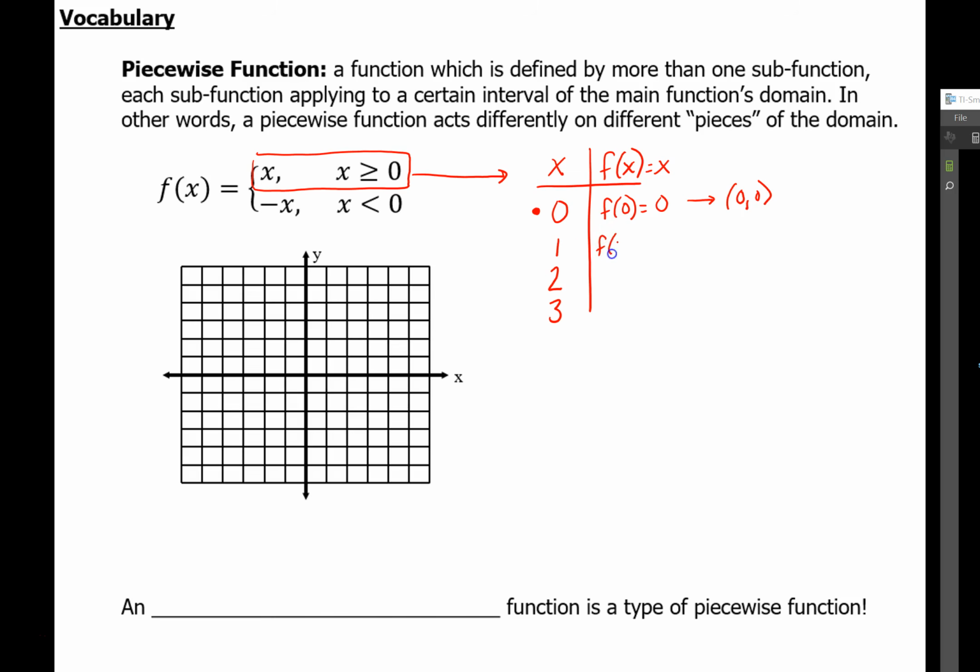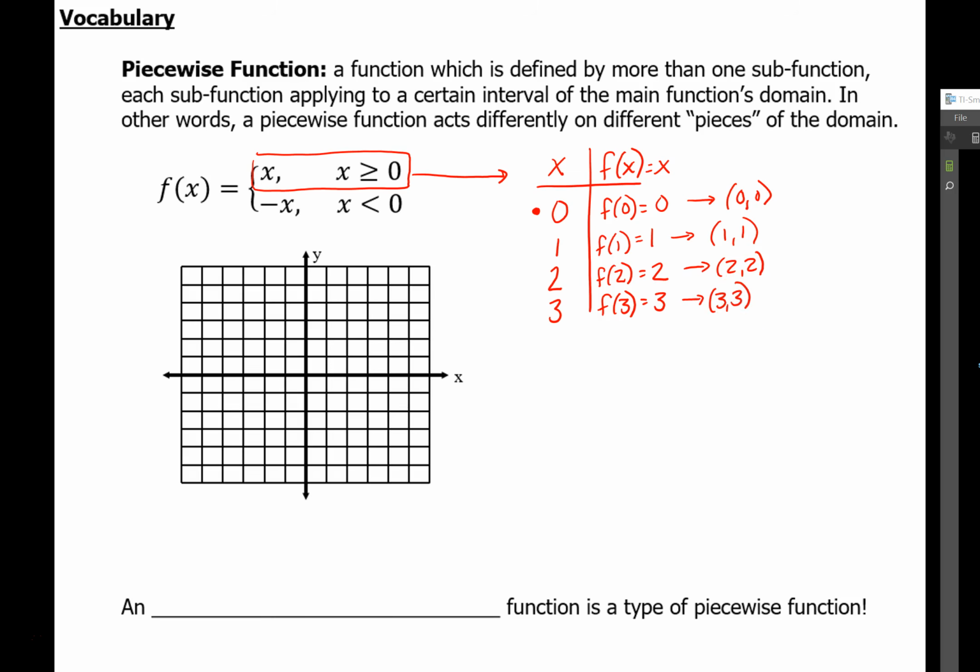Then I'm going to put in f of 1, putting in this input value, and it just gives me back 1, which means (1, 1) is going to be my next ordered pair. f of 2 is going to give me 2, and f of 3 is going to give me 3. So (2, 2) is going to be an ordered pair that I have to work with, and (3, 3) is going to be an ordered pair.